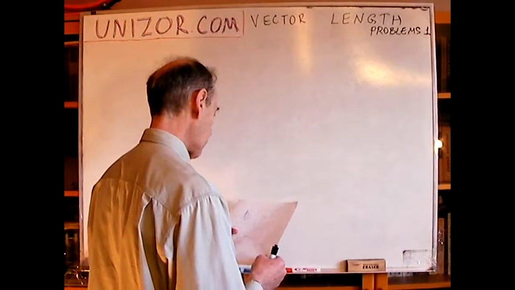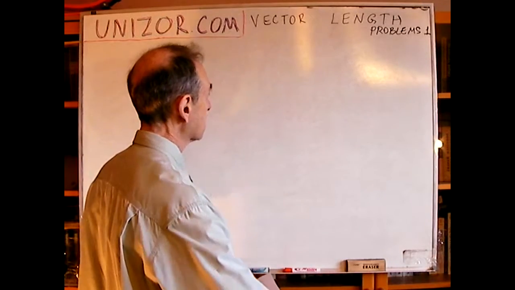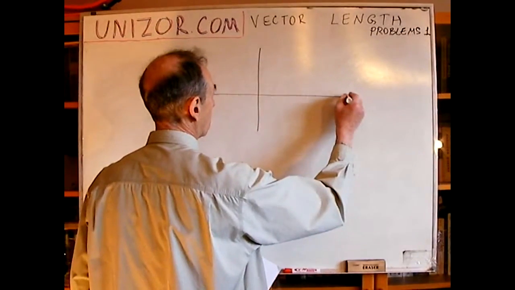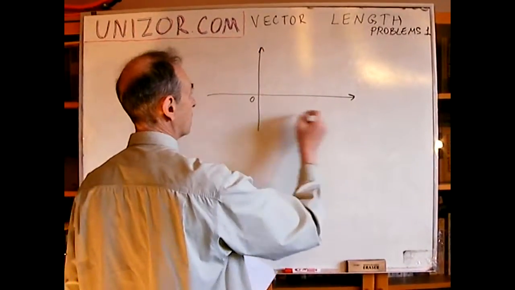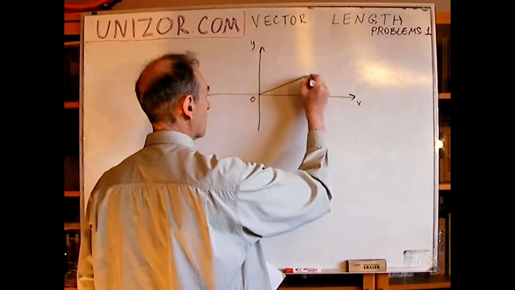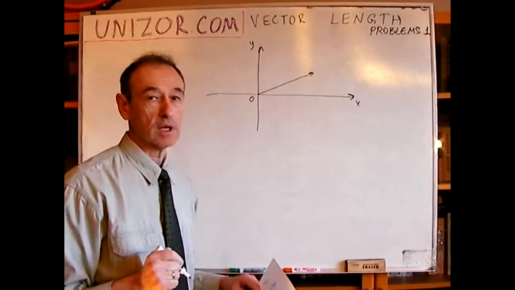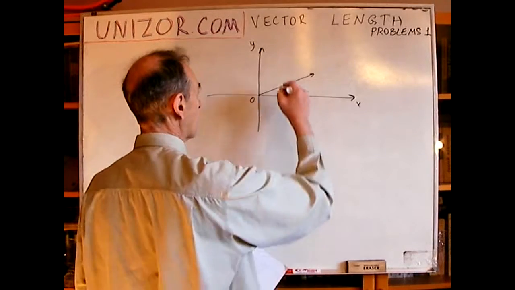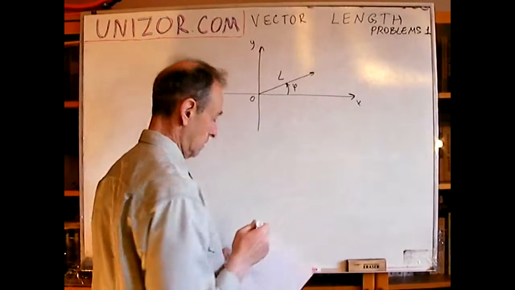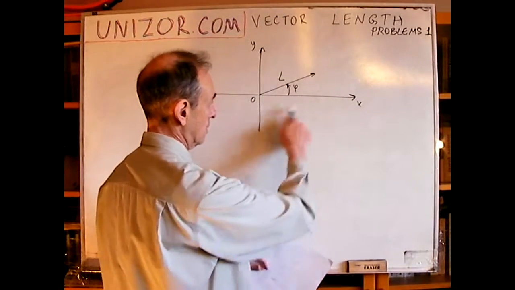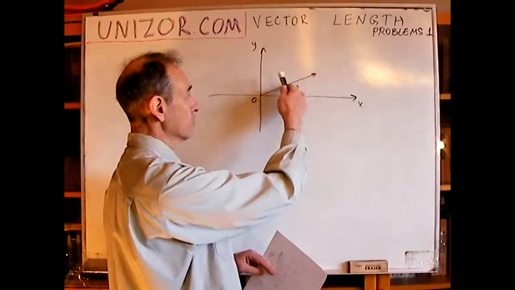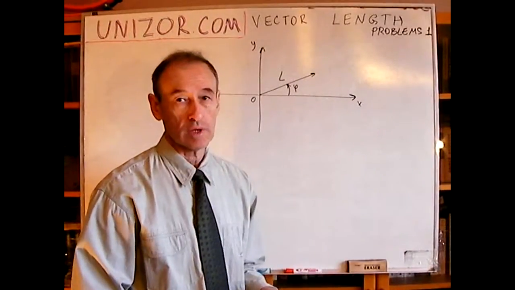Okay, problem number one. It's just a conversion from one representation to another. Let's consider you have a two-dimensional plane with coordinates, and you have a vector originated at the beginning of the coordinates, at the origin point. It has a length L and the angle phi with the positive direction of the x-axis. So this is a geometric representation. You have a length and you have a direction relative to some chosen direction.